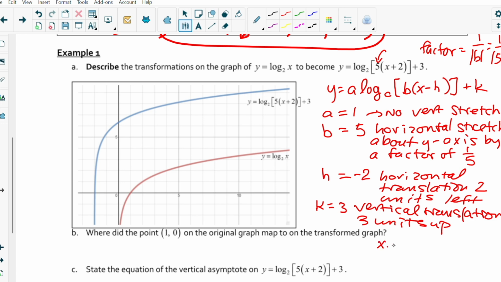Okay, what is my mapping? So mapping (x, y) goes to x divided by b, which is 5, 2 units left, so it's minus 2, and then 3 units up, which is y plus 3. Where did the point (1, 0) on the original graph map to on the transformed graph? So I have (x, y) on the original, that's (1, 0), right there.